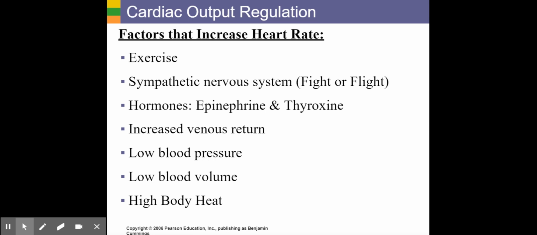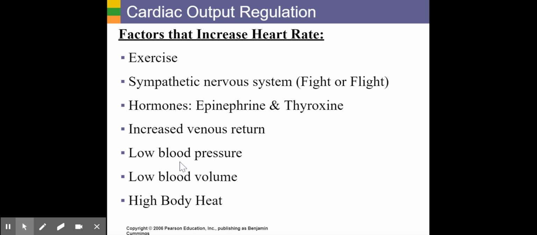So these are our factors that increase heart rate. Obviously, you can see some of these are pretty simple. Exercise, fight or flight. So if you're in a situation where you feel like you're being stressed, hormones, specifically epinephrine and norepinephrine. And also, if we have an increased venous return, if there's more blood filling into the heart for some reason at one point in time, then we're going to have a harder contraction.